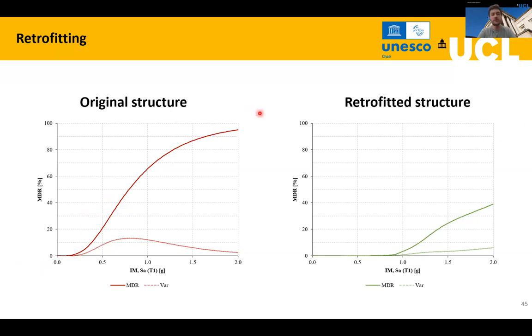As you can see here, a vulnerability function with a big vulnerability, while you can reduce that in the retrofitted one. For example, for 1G, you will expect less than 5% of damage in the retrofitted one, while for 1G, you will expect almost 70% of damage in the original structure.